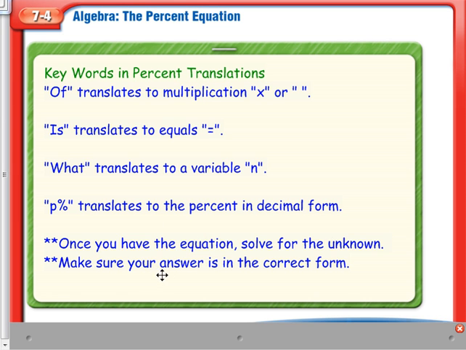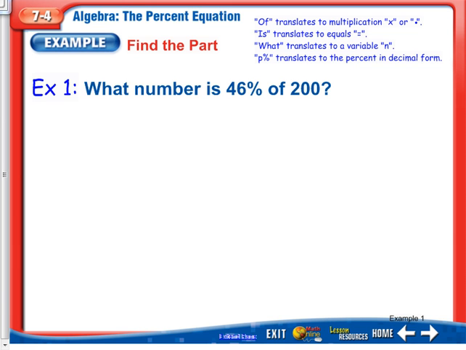Make sure at the end your answer is in the correct form, because if they are asking for the percent, you're actually going to be solving for the decimal form, and you need to convert it to the percent. So let's go ahead and try one using our translations.